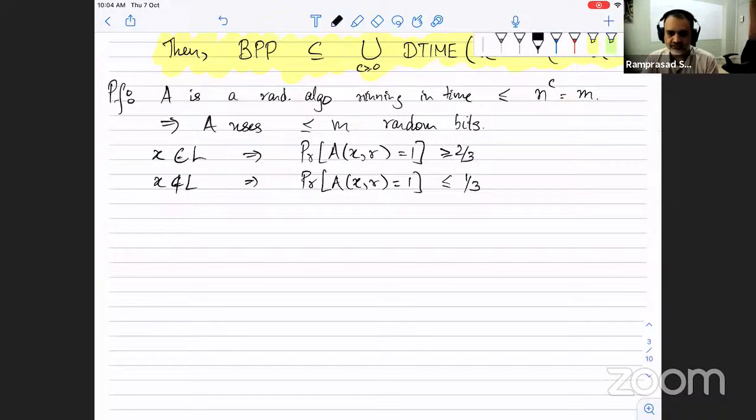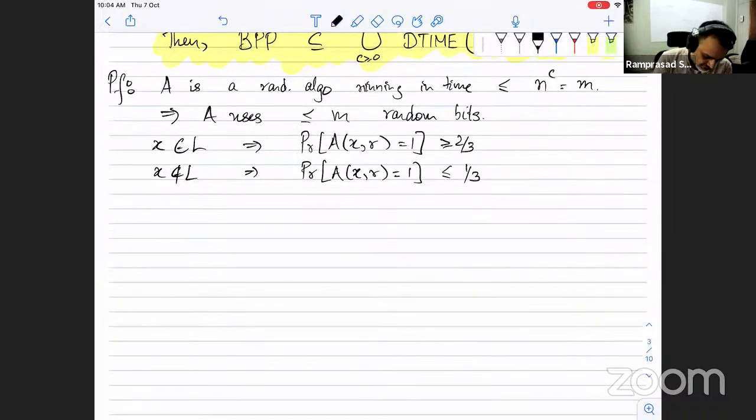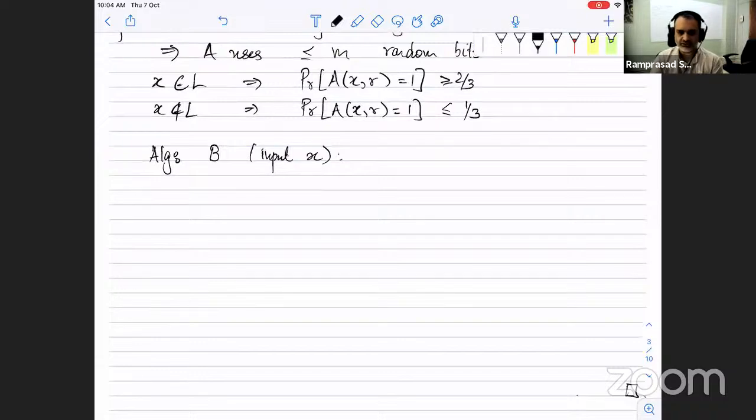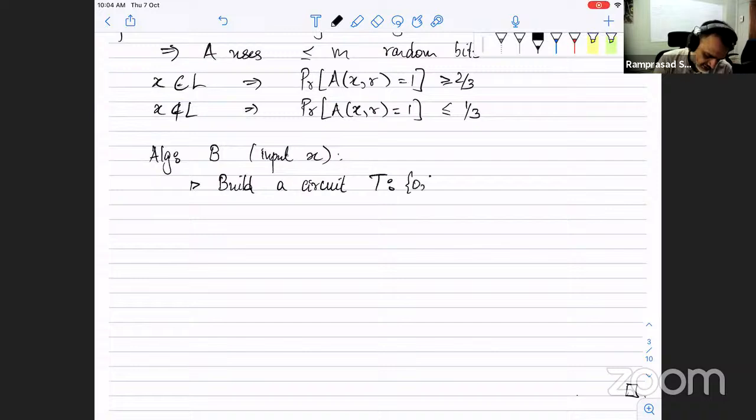Now, what are we going to do? I'm going to define a new algorithm, B, and this B again has input X. This is what B is going to do. The first step is that B is going to build a circuit T from {0,1}^M to {0,1}, such that the job of T of R is basically to just run A of X, R.